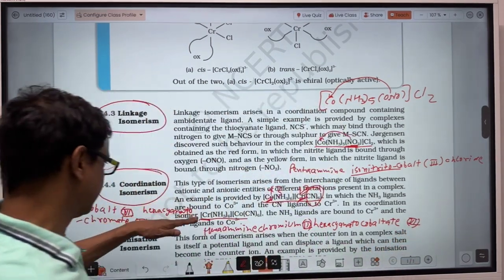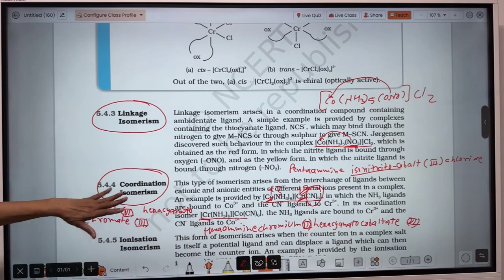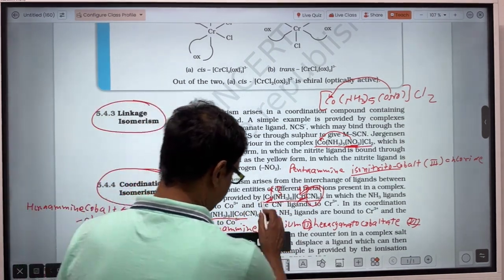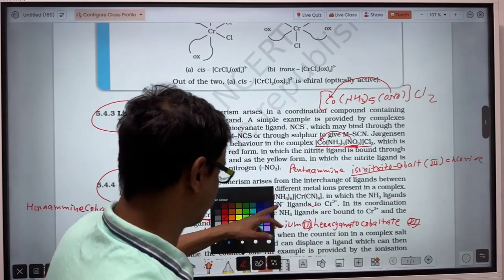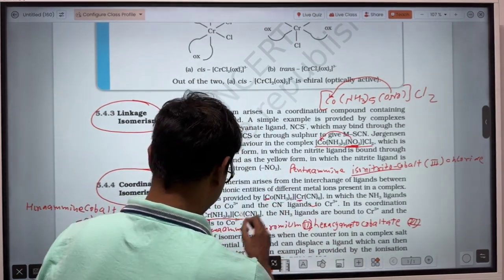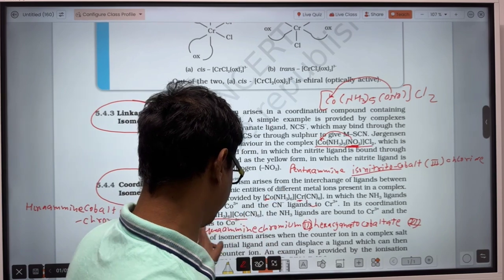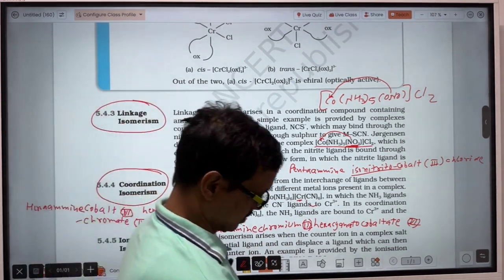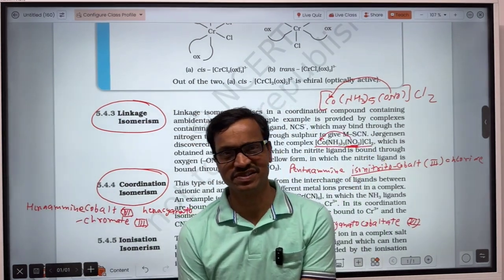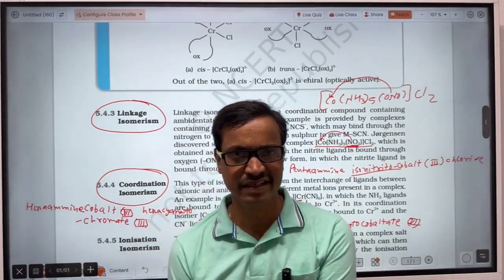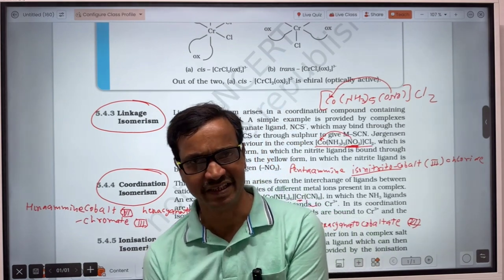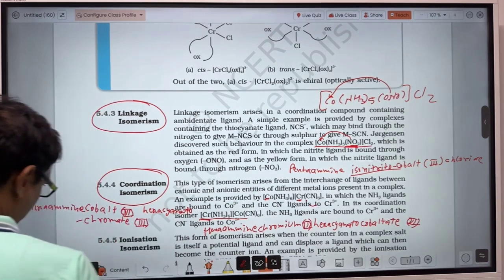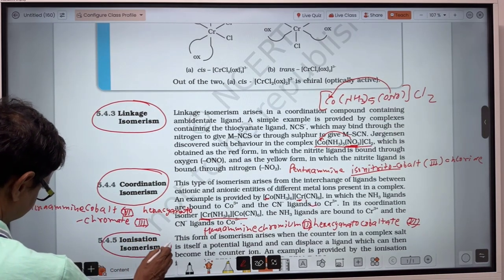So here the isomerism is due to the exchange of the central atom. Here chromium, here cobalt. Now chromium has come here, cobalt has gone there. So coordination isomerism will be shown by those coordination compounds in which the cation as well as the anion are both coordination spheres. Let's see then ionization isomerism.